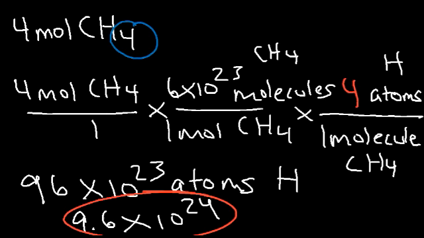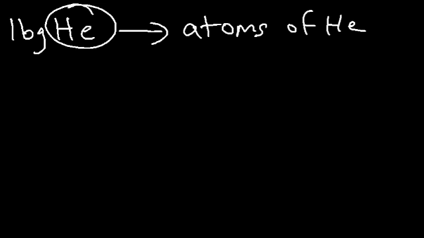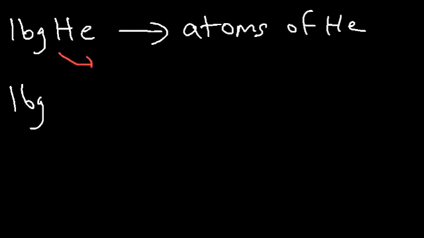So that's how you can go from moles to molecules to atoms. Now sometimes you may need to convert from grams to atoms. So let's say you have 16 grams of helium, convert it to atoms of helium. Now helium is not a molecule, it's made up of atoms. So we don't need that extra step to go from molecules to atoms. But first, before we can go to atoms, we need to convert grams to moles and then moles to atoms. You can't go directly from grams to atoms.